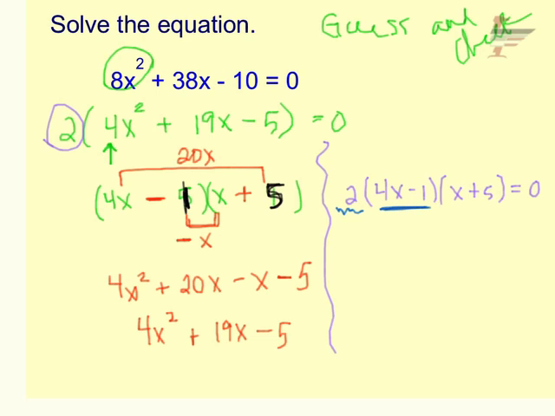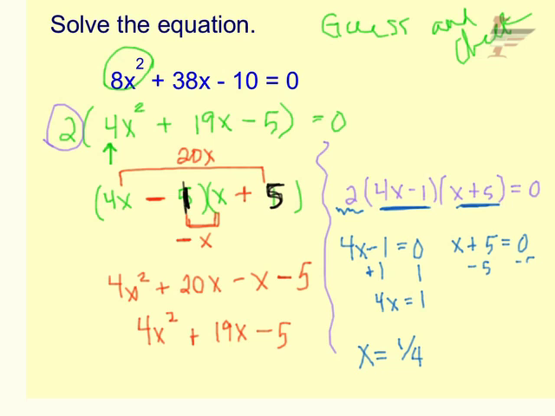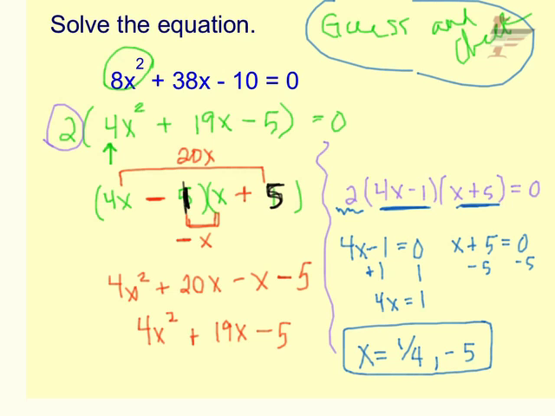But otherwise, I've got an x in here, so we'll do 4x minus 1 equals 0. And I've got an x in here, so we say x plus 5 equals 0. And when we solve each of these for x, we would add 1 and then divide by 4. So in the end, x equals 1/4. And then over here we would subtract 5, so x also equals negative 5. So we factored, we solved, but we did use our guess and check method of factoring.